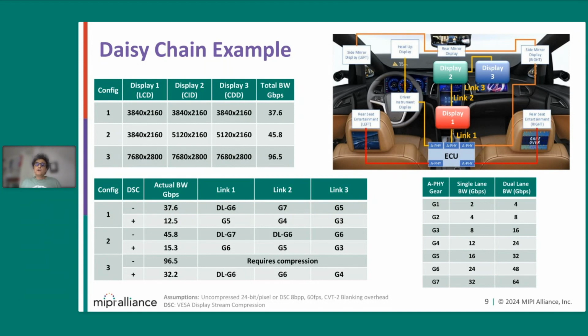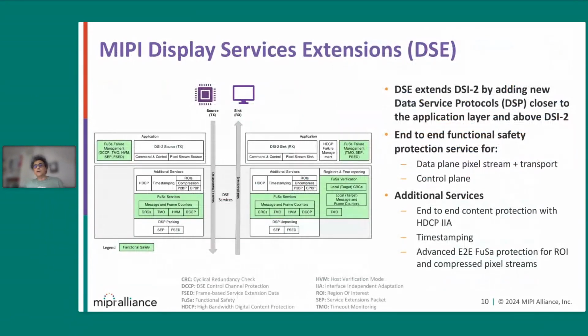And now, how does it all work when we are in the car and we need to guarantee end-to-end functional safety? Because end-to-end, we really have to start: one end is the ECU generating the pixel data, and the other end can be the display at the last end of the daisy chain or somewhere in the middle of the daisy chain, when we have all these different links and introduce compression. So DSE is helping there.